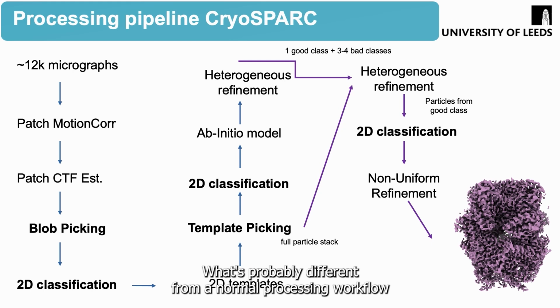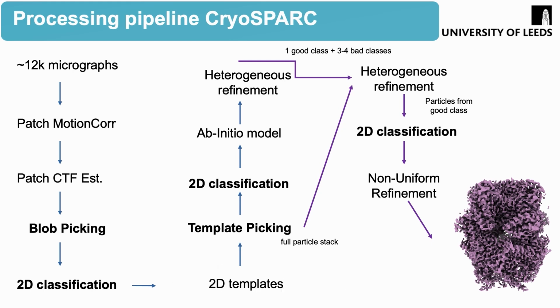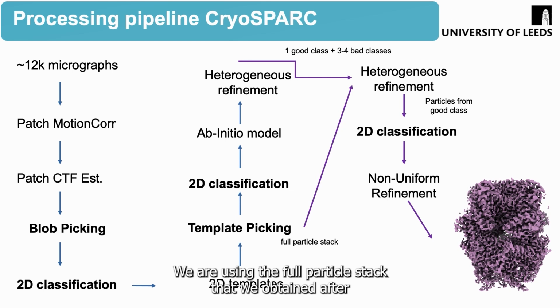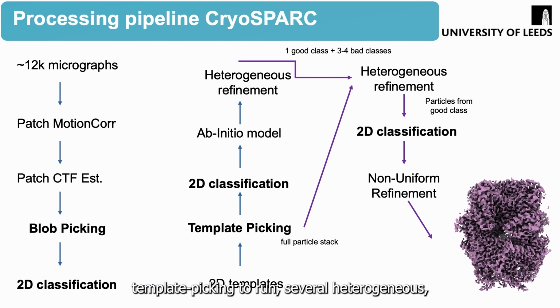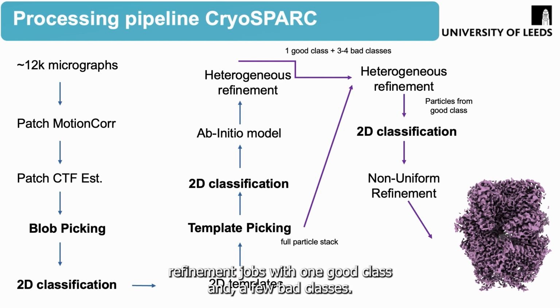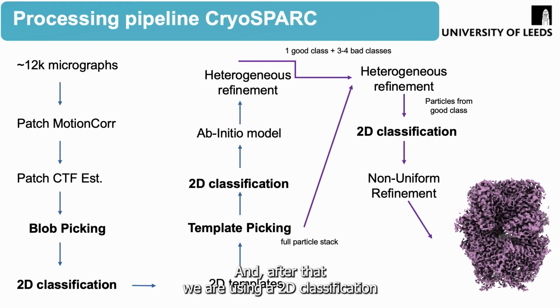What's probably different from a normal processing workflow is that we are using the following steps. We are using the full particle stack that we obtain after template picking to run several heterogeneous refinement jobs with one good class and a few bad classes. And after that, we are using a 2D classification on the good class to remove the rest of the bad particles. Using this approach, we usually recover more views of our protein.